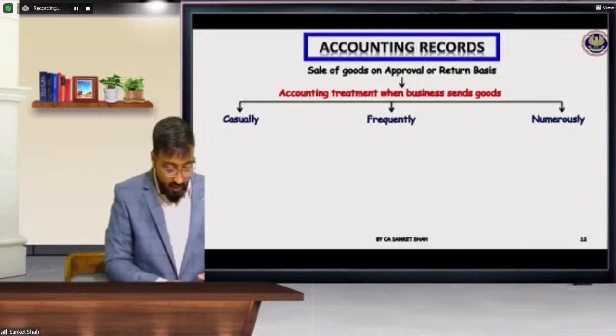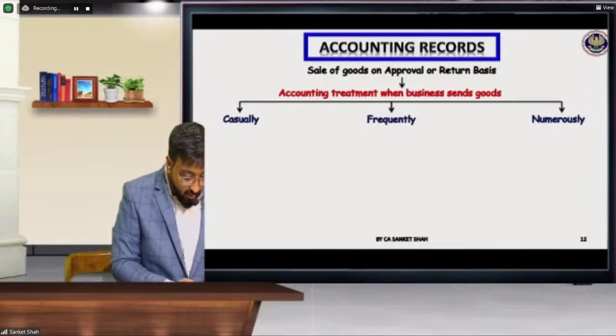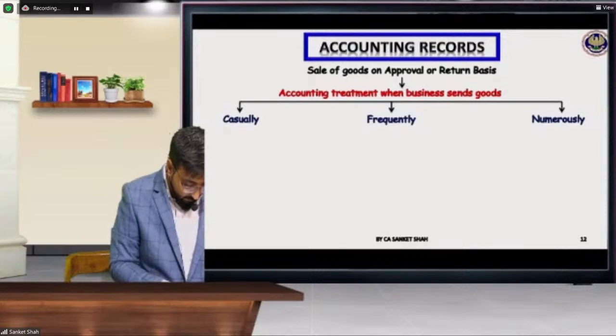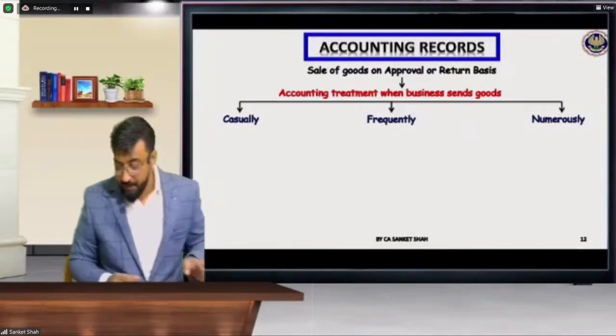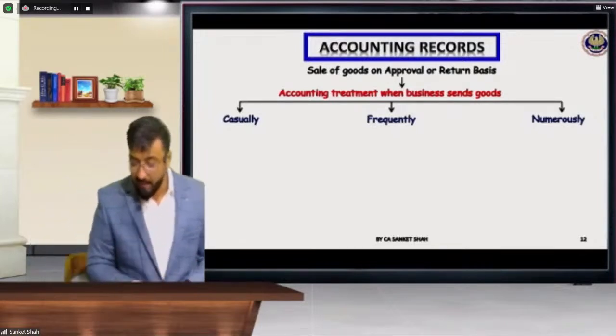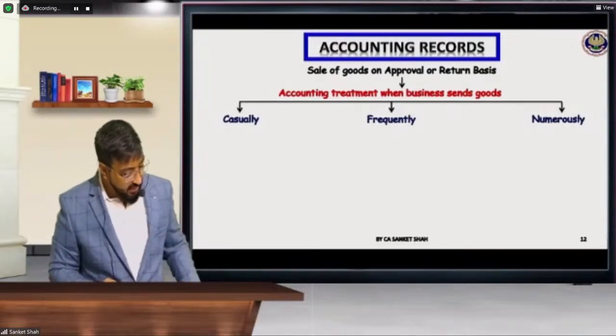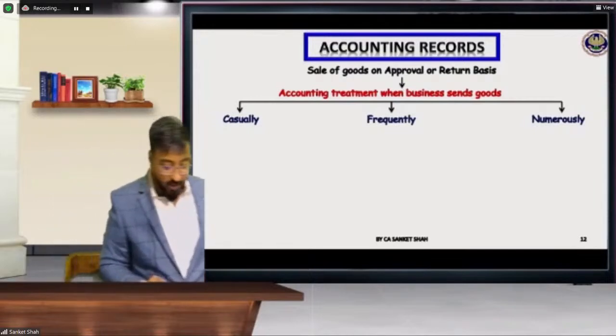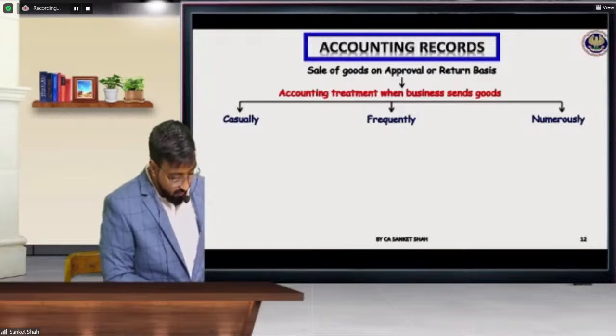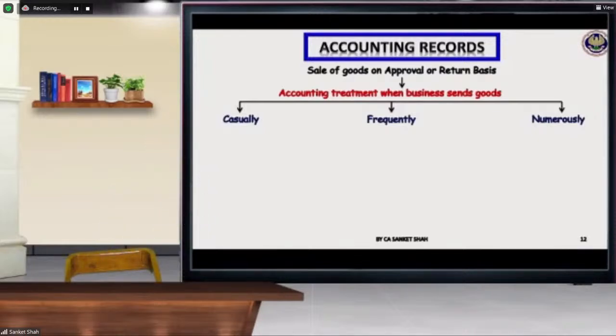Tell quickly in the comment section which are the 3 approaches. Write down. You have to retain this. Everyone's comments are coming and everyone is giving answers. Sir, quickly. Casual, frequent, numerous. CFN. C for casual, F for frequent, N for numerous. Write quickly. Casual, frequent, numerous.